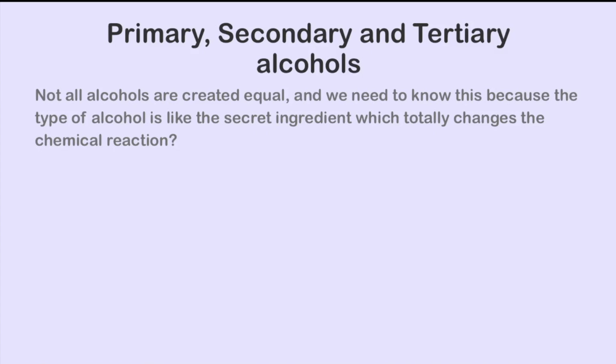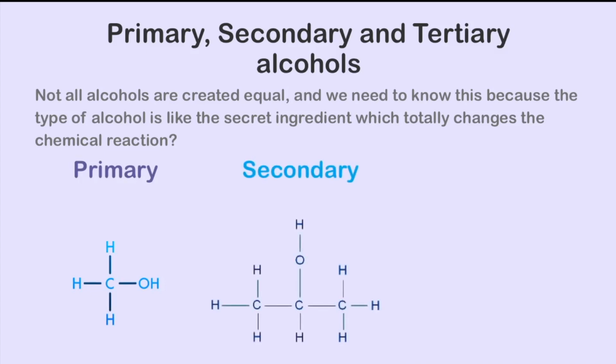And we need to know this because the type of alcohol is like the secret ingredient which totally changes the chemical reaction. Let's introduce them. The primary alcohols, they've got that OH group hanging with just one carbon buddy. Secondary alcohols, they're the social butterflies, bonding with 2 carbon pals. And tertiary alcohols, they're the life of the party, and the OH containing carbon is surrounded by 3 carbon besties.